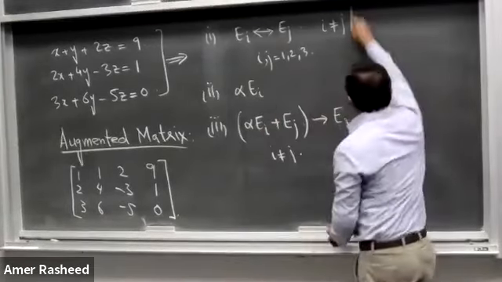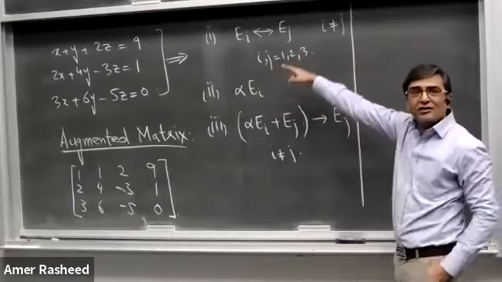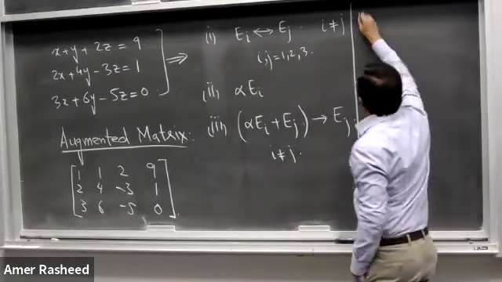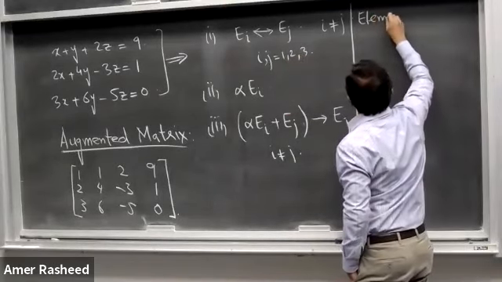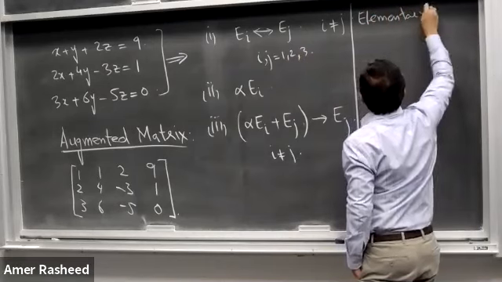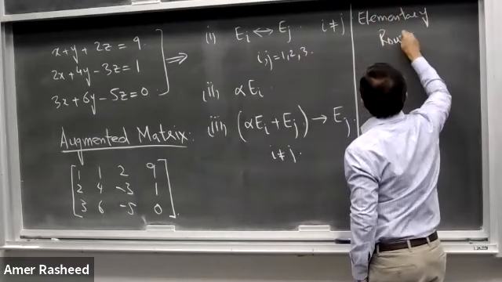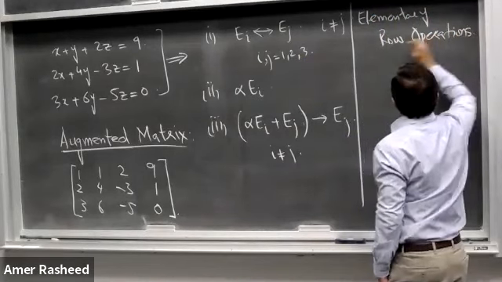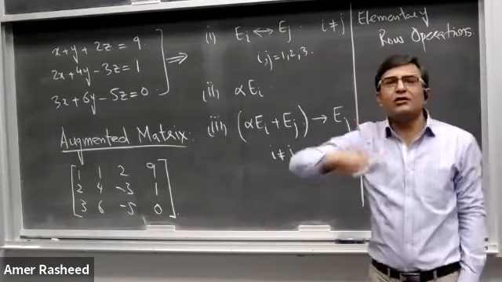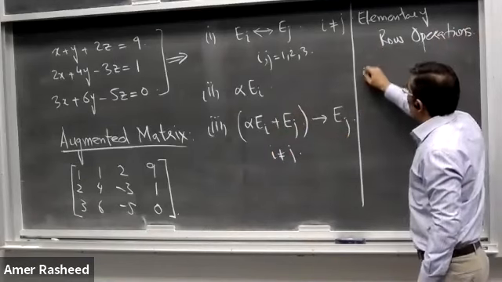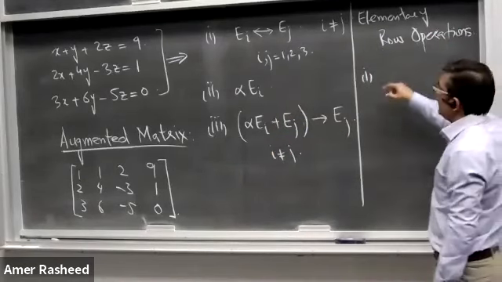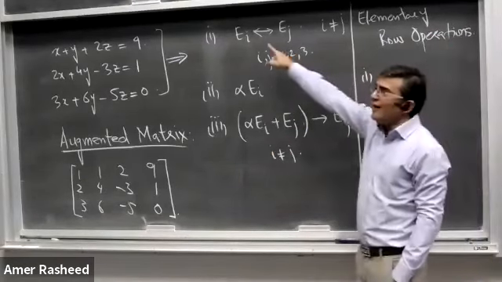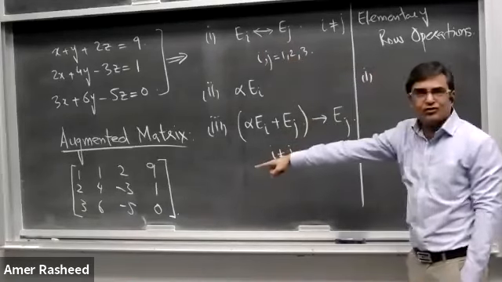Okay. These were the operations on equations. Now we are going to define elementary row operations, and these operations are usually applied on that augmented matrix. The first operation which is allowed is what? The similar one. Here we had equations, now we have rows.